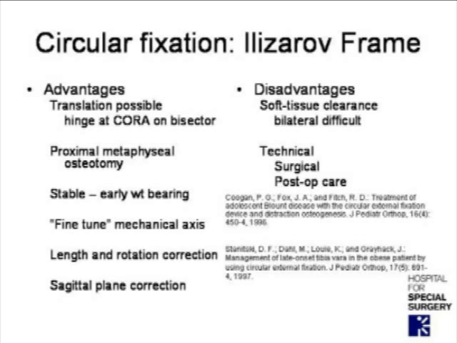You can fine-tune your mechanical axis and get it perfectly correct. You can also correct both length and rotation, and you can do that simultaneously. And you can do sagittal plane correction. Some of the disadvantages we just mentioned: soft tissue clearance can be difficult. Technically, the application of the frame is more demanding than internal fixation. And post-operatively, obviously, requires a little bit of attention from the family.